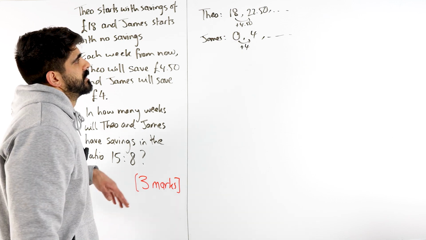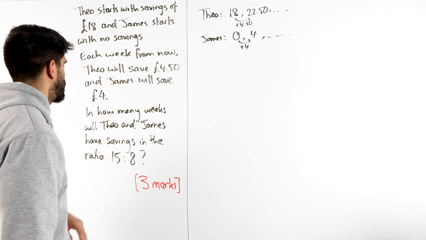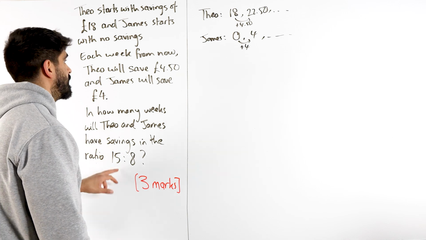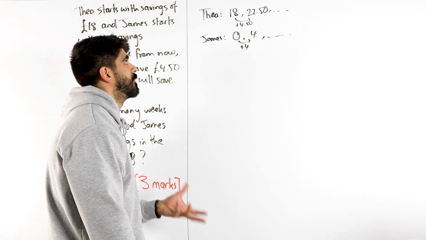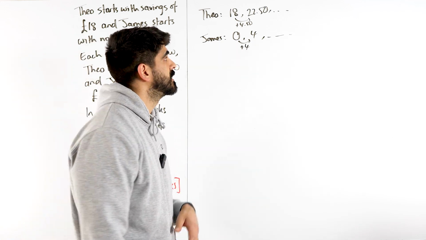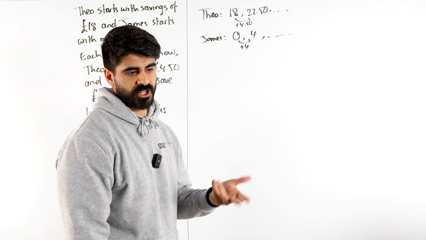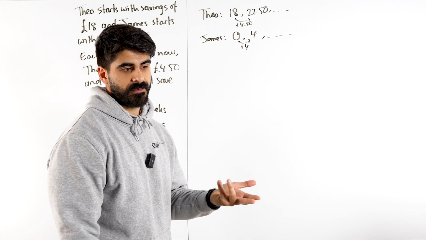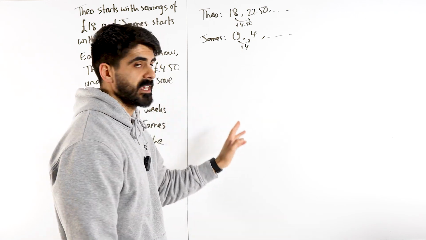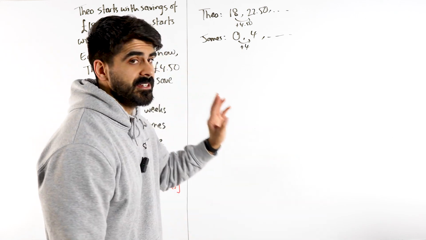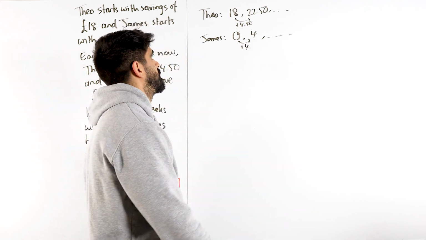We now need to figure out how many weeks Theo and Jarmez will have savings in this ratio. So we need to work out the general formula, the general nth term, for both, and then figure out, based on that, what the value of n would be where the ratio is 15:8. One thing we need to be careful of is n has to be a natural number, starting from 1, the positive integers.